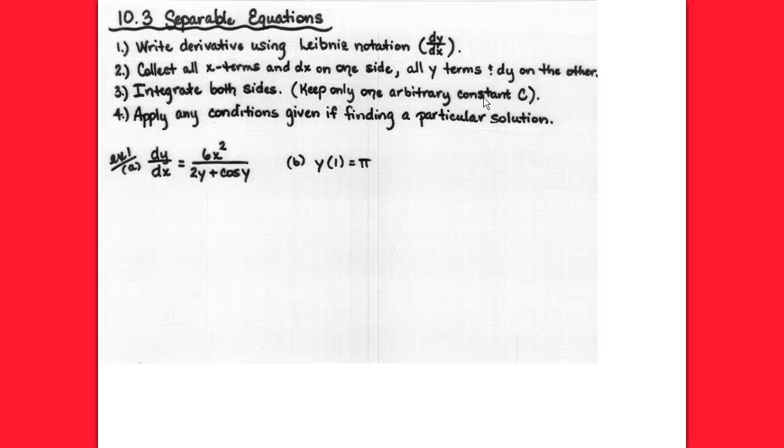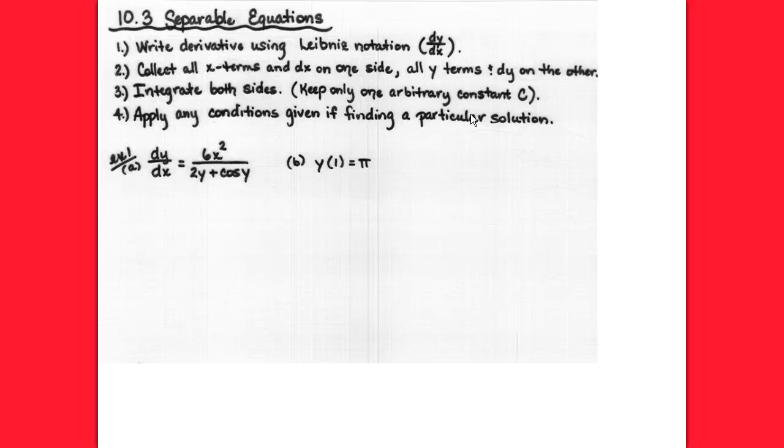Then, if they happen to give me any initial conditions, they don't always do that, but if they happen to give me any conditions, I could plug those in, and that would enable me to solve for C, so I wouldn't have the arbitrary constant anymore, and I would have a particular solution for that individual situation. Sometimes they do that, sometimes they don't. So let's look at an example.